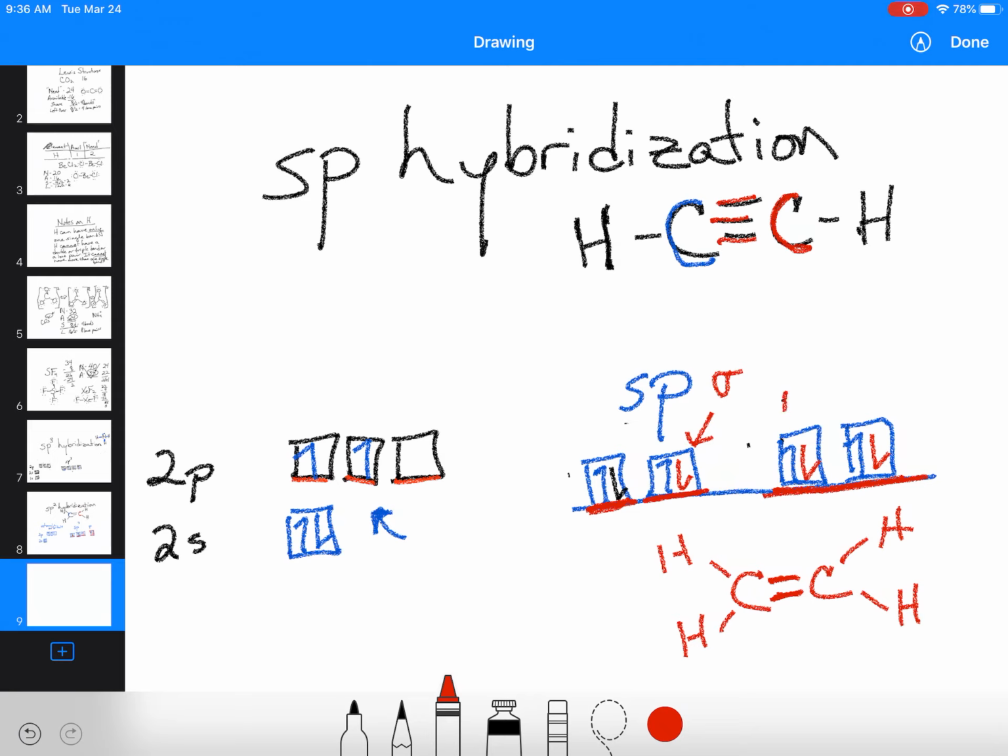These over here represent what we call pi bonds. The pi bonds are the stuff that double and triple bonds are made of. So we have 1 sigma and 2 pi bonds. 1 sigma and 2 pi bonds is a triple bond.